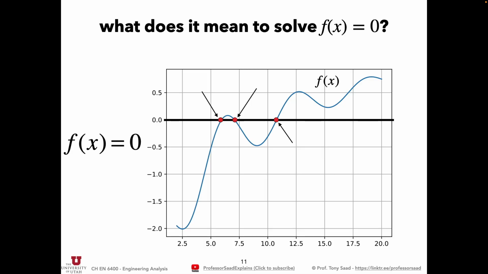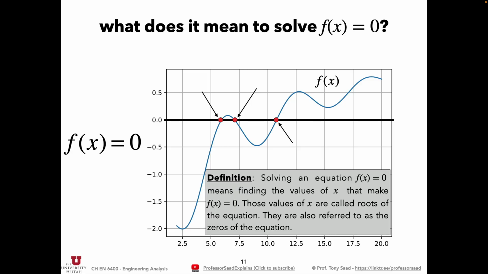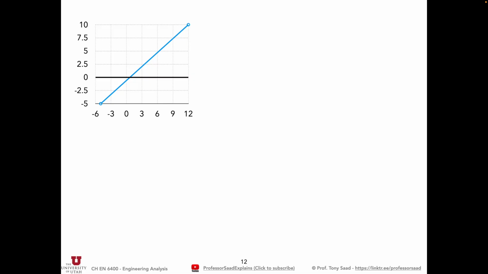So when I tell you solve f of x equals 0, it means find me those points where f of x intersects the line y equals 0. Okay? So solving an equation f of x equals 0 means finding the values of x that make f of x 0. Those values of x are called the roots of the equation. They're also referred to as the zeros of the equation because they make the equation equal to 0. It's a simple intersection.